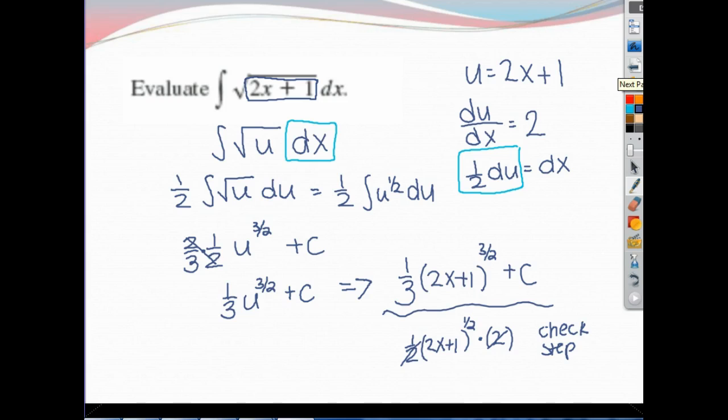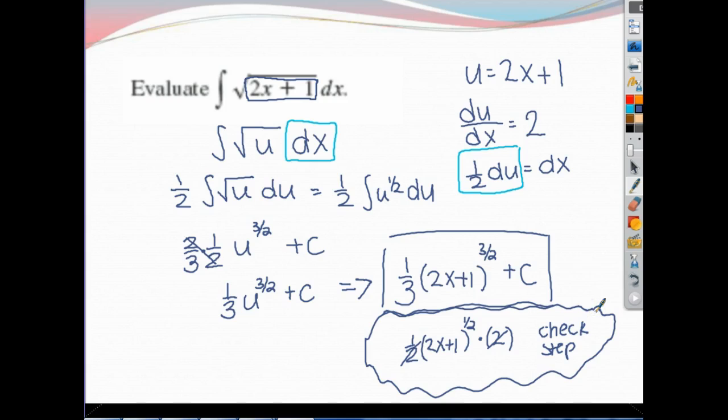So what's your answer? Is it 1/3? 1/2. That's the answer. This is the derivative of the answer, just checking to see that you got back to the original. This is just like a check. This is your answer.